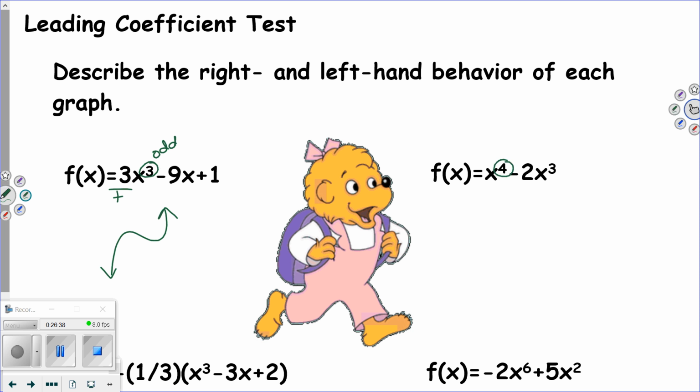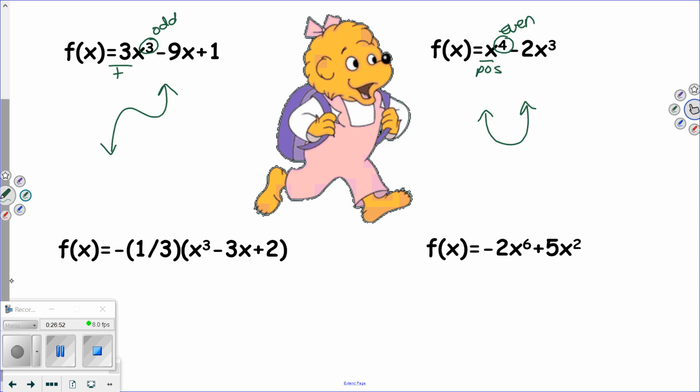The highest exponent is even. If you're even, you have a normal smile or frown, and that's positive, so it looks like a smiley face. Gotta look at the exponents.